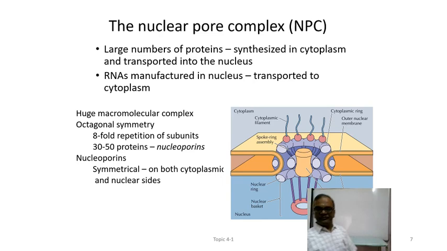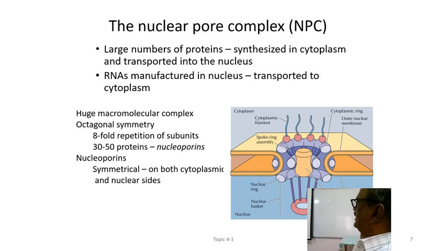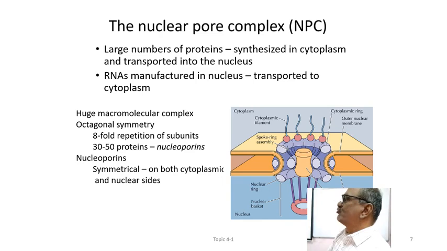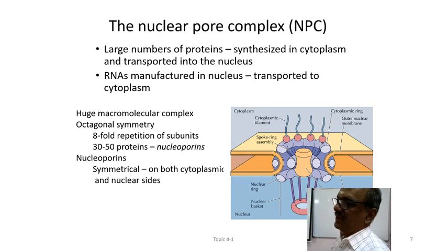So you can see an octagonal symmetry as well as the 30 to 50 proteins, and in that complex you can see the cytoplasmic filament and the cytoplasmic ring, then the outer nuclear membrane, and this is the inner nuclear membrane. In the nucleus, it is the same type as the cytoplasmic filament, but here it has a nuclear basket-like appearance. All the fours look like your basketball basket. If you put the ball in, at the bottom it is a small size attached with the assembly, so the bigger pores are present on the cytoplasmic side and the smaller pores on the nuclear side, and then it allows the molecules to pass through.